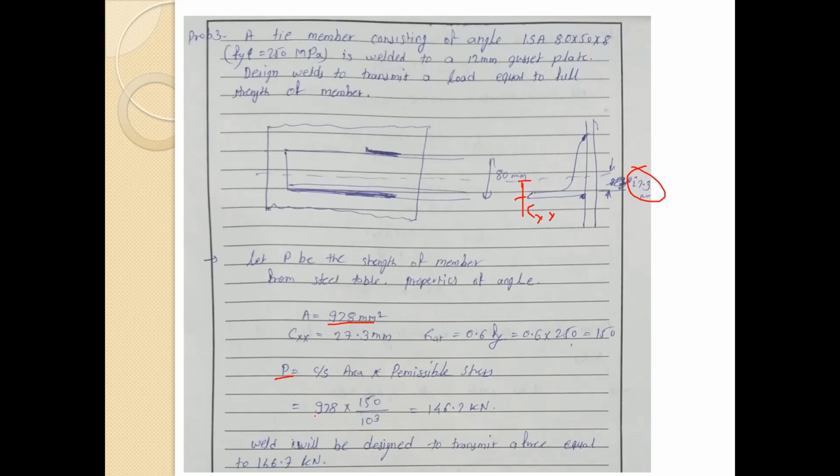So cross sectional area is 978 and the permissible stress is 150. So the member can carry the load 146.7 kilonewton. So weld will be designed to transmit a force equal to 146.7 kilonewton. So this way we have calculated the full strength of the member. So here it has been given over here. This is full strength of the member. So we have calculated the full strength of the member.